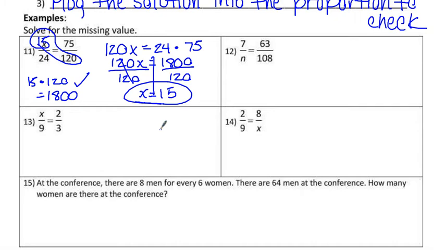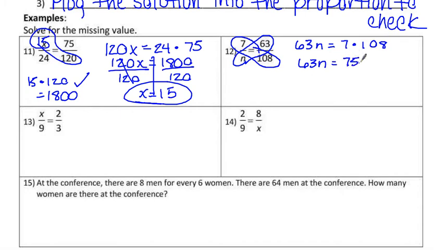Okay, let's do another example. Start with your variable. So we're going to do n times 63, which will be 63n, is equal to the other side, butterfly, 7 times 108. 63n will remain the same. 7 times 108 is 756.